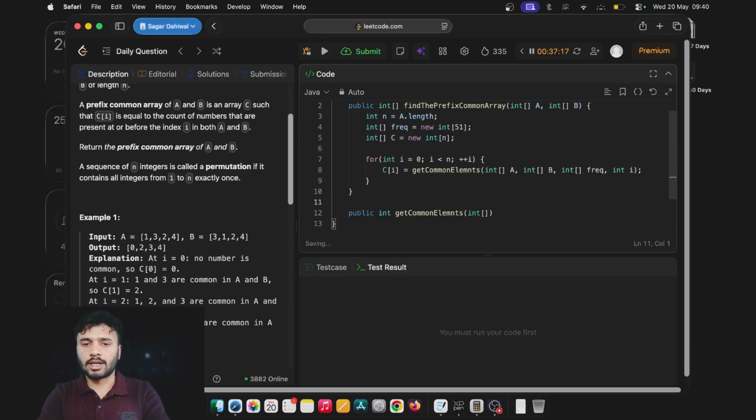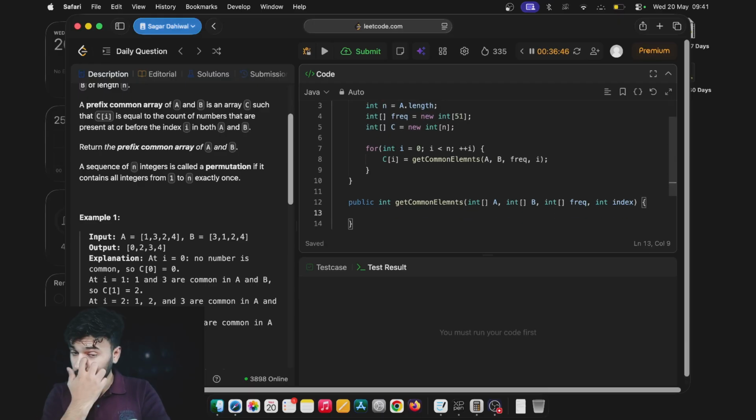So it will be like A, B, then our frequency, then our index. And I'm sorry, I put this here. Okay, it should not be here, right? Okay, let's remove this one on the input side. And okay, now everything looks fine.